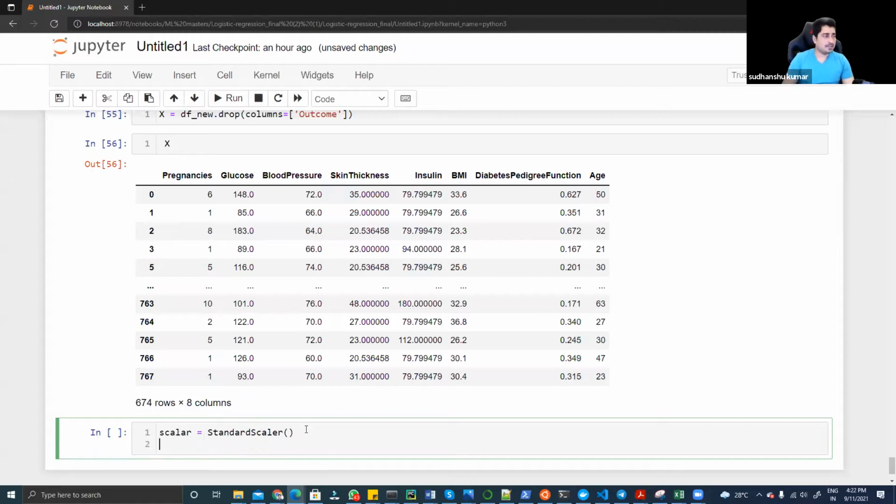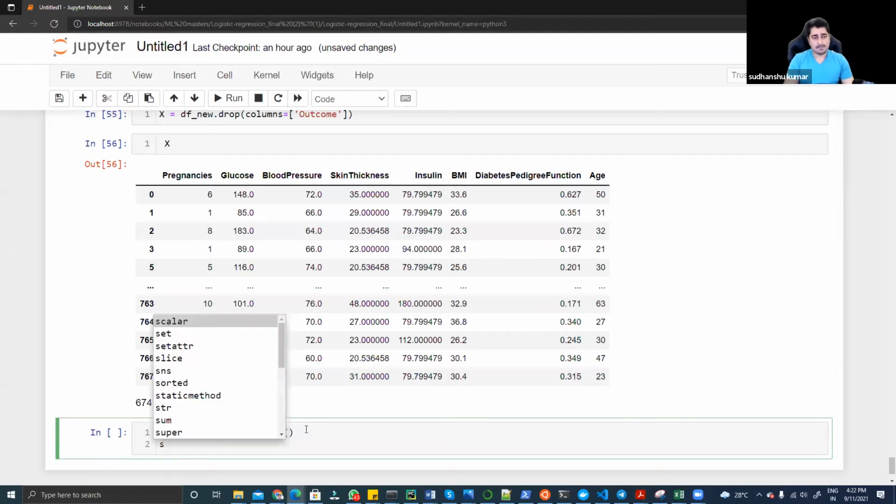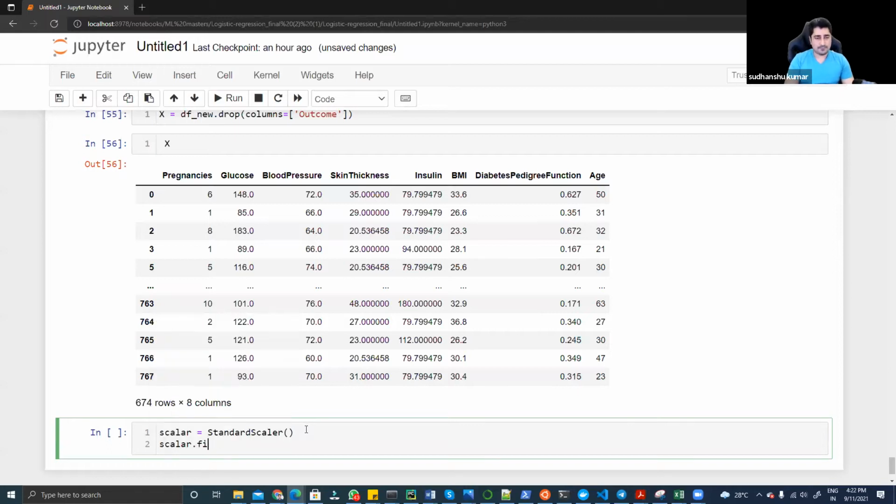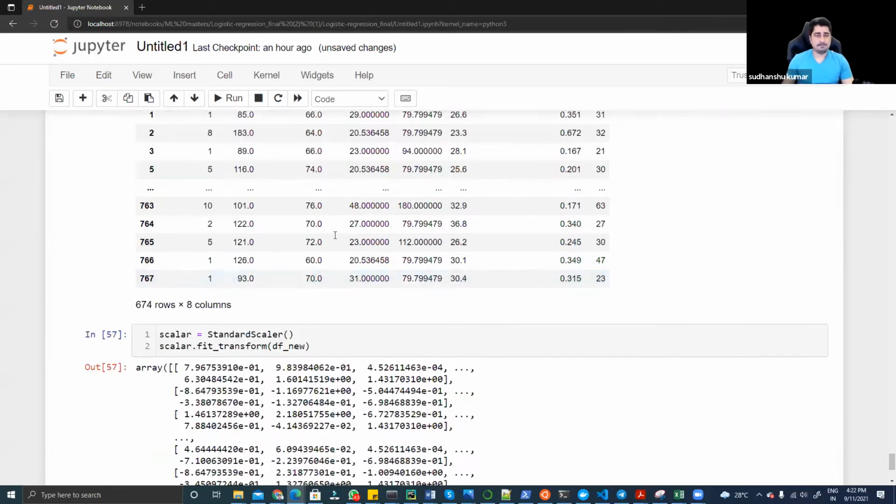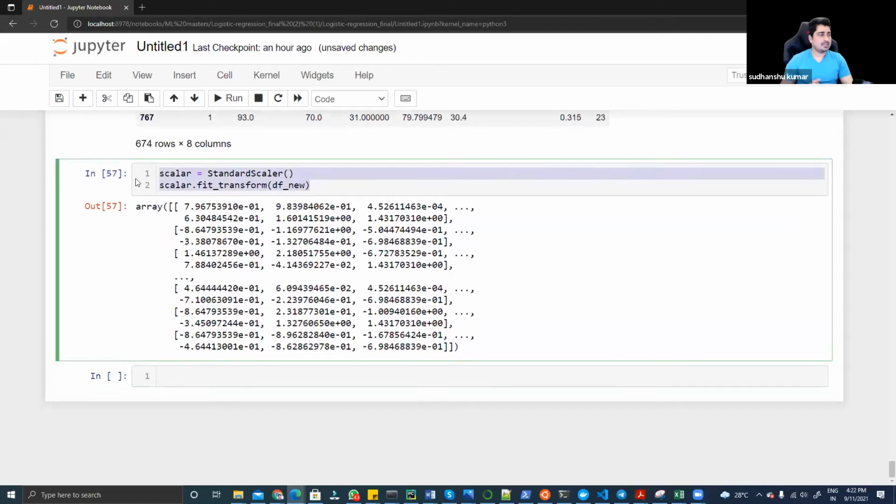And I can try to call a scalar dot fit, maybe transform. Why is my tab not working? Fit underscore transform. Fit transform what? So this new, okay. So this is our data set that I will be able to get. This is the scaled data set that we have.